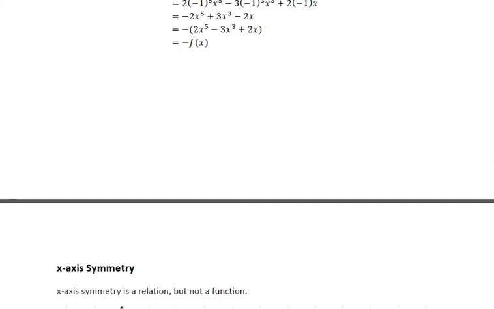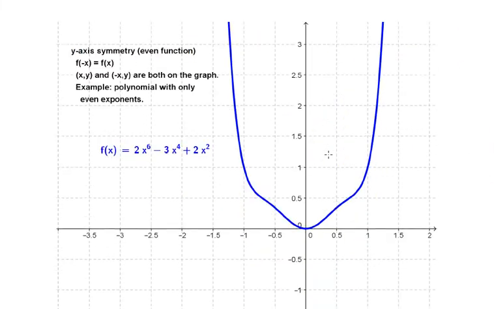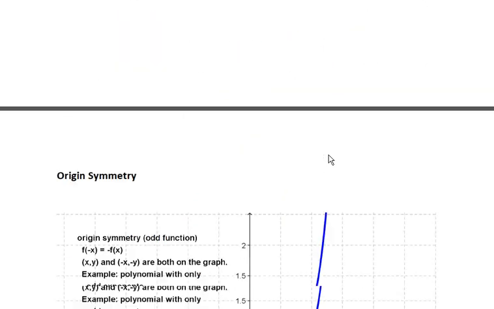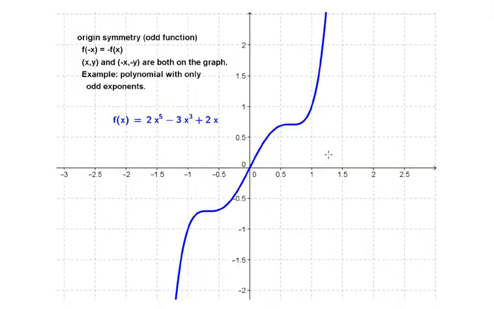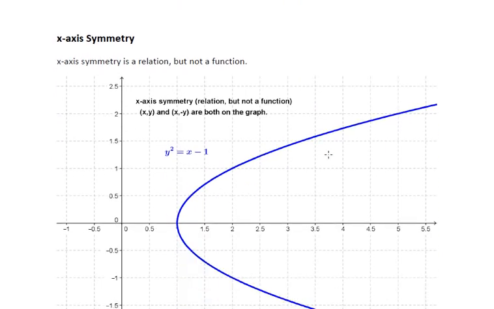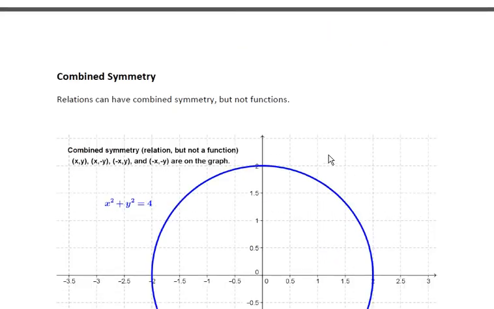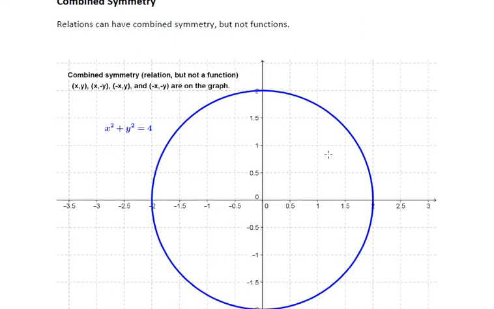So summarizing, we've seen for functions y-axis symmetry and origin symmetry, and for relations, x-axis symmetry and combined symmetries. This concludes this symmetry tutorial.